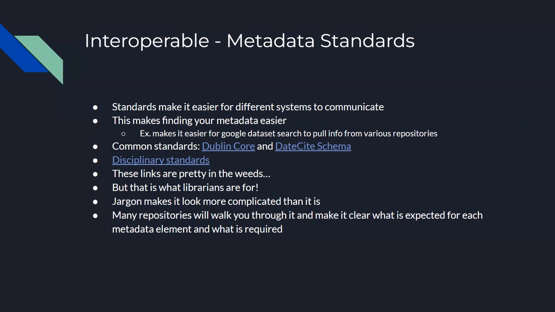Now, I have a couple of links here that I'm not going to necessarily show off, but the two most common standards you're likely to encounter are Dublin Core, which is a general metadata standard used by lots of different things, and the DataCite Schema, which is a metadata standard developed specifically for data sets and data sharing. And of course, there are specific metadata standards that apply to different disciplines and subdisciplines. These links are pretty in the weeds, so I'm not going to show them. The key takeaway is that the jargon around metadata makes it seem a lot more complicated than it is. In reality, most repositories will make it very clear what metadata standards they are using, and what kind of information they want for each metadata field that you're entering.